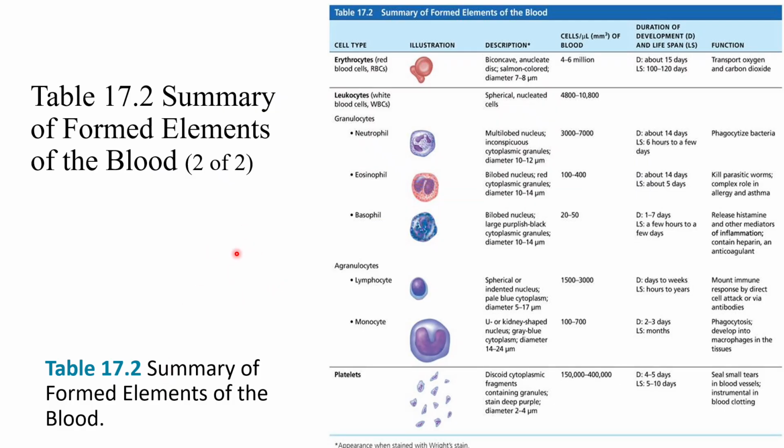So again, this is in your textbook, a summary of formed elements of the blood. You have the illustration of the blood cell, the description, and then the amount in the blood, the duration and lifespan in the body, and the function. This is a very good summary of the anatomy of the blood.